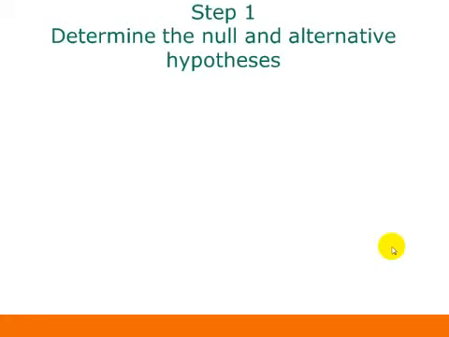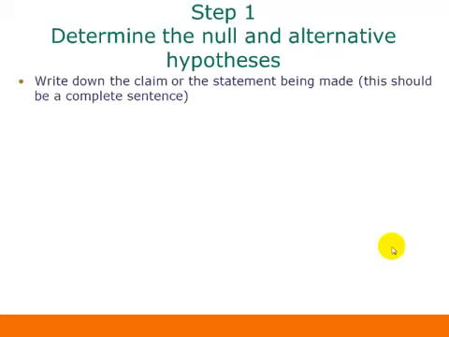So step 1, and again we've already talked about this in the last section, but it's worth going over again. Step 1 is to determine the null and alternative hypotheses. So the first thing you need to do, and this is actually the beginning of your hypothesis test, is to write down the claim or the statement being made. And this should be in a complete sentence.